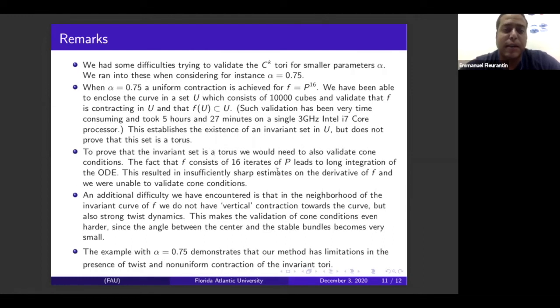So what we say is our method is good, it works if your star-shaped curves are uniformly contracting, but if it's not, then we have a problem.